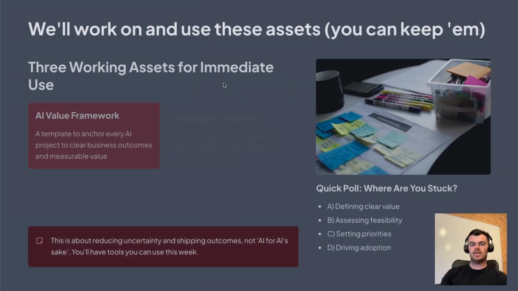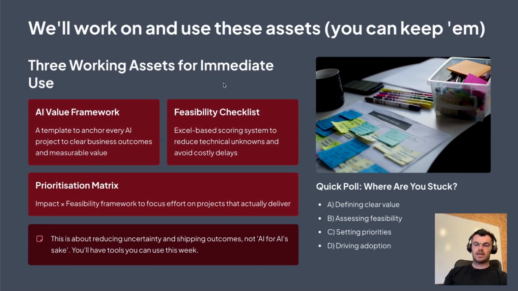What this is going to be is, we're going to be creating some assets. There's three that we use. So the first one is the value framework. How do we articulate the value that AI can bring? The second one is the feasibility checklist.